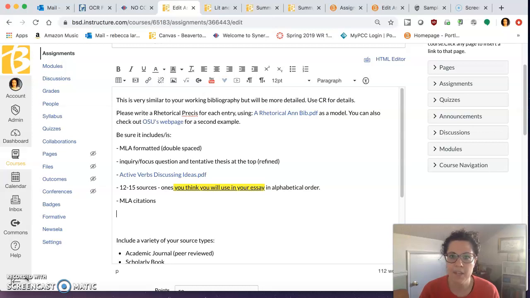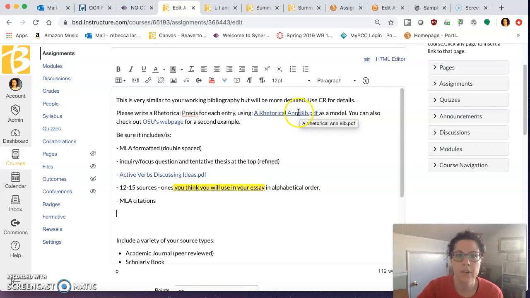I cannot find my Curious Researcher at home, so I'm going to have to try to locate it, which is why I don't have page numbers, but it is in the chapter that we're working on, and I have an example here for you. So I wanted to talk to you a little bit about what the rhetorical precis is, why it's important, and what you need to do.